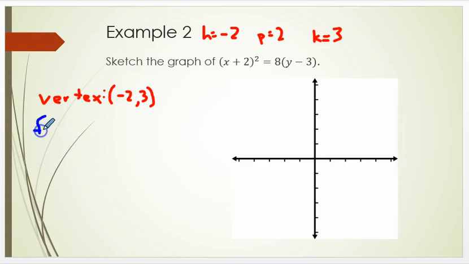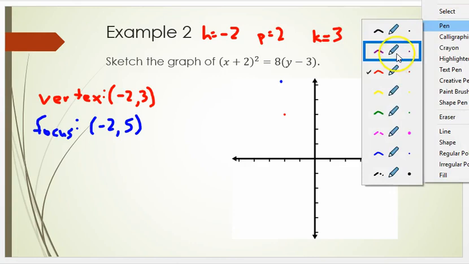Next, let's identify the focus. And remember, I'm trying to show you guys how to do this without having to look at the formulas at all, but if you need to use them, go for it. So in this case, p is next to the y variable, so I'm going to take the p value and add it to my y coordinate. It used to be -2, 3. If I add 2 to the y coordinate, 3 plus 2 is 5. And then I can go ahead and plot these 2 points. So I have -2, 5, and then the other one from my vertex was -2, 3.